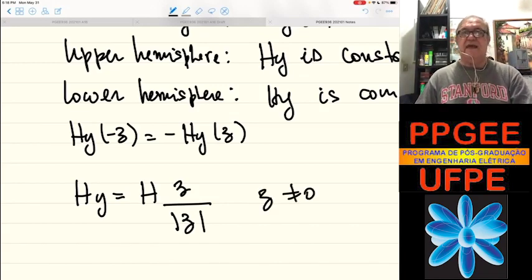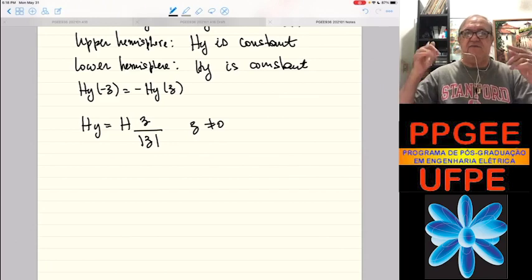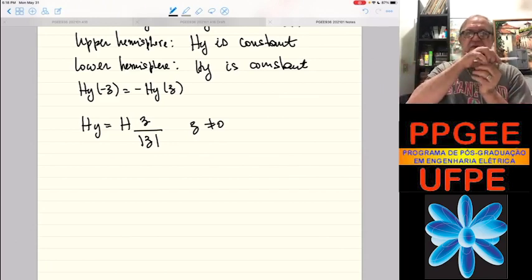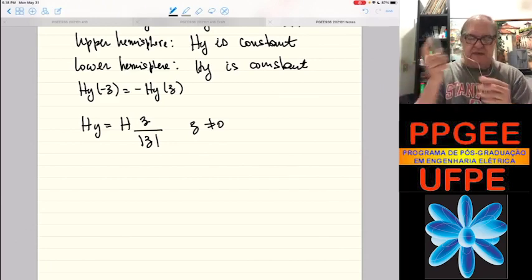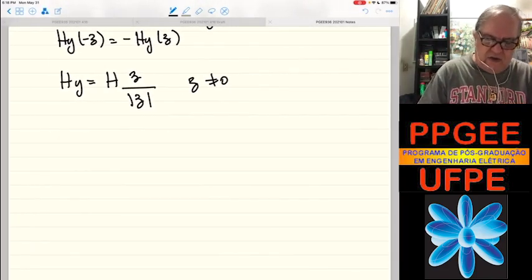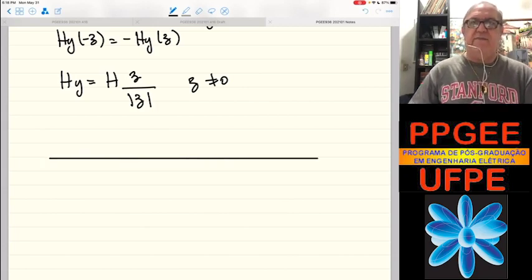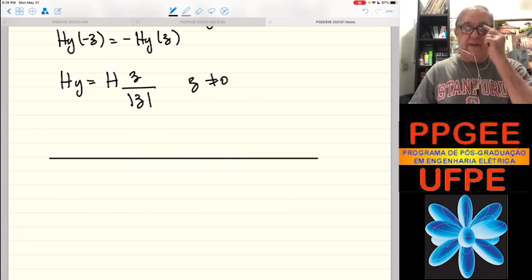Okay. What happens at z equals 0? Well, we are going to discuss it. We have a sudden transition, right? From one direction, it suddenly changes to the other one. So now let's apply Ampere's law. Now we are going to enclose one piece of the plane.